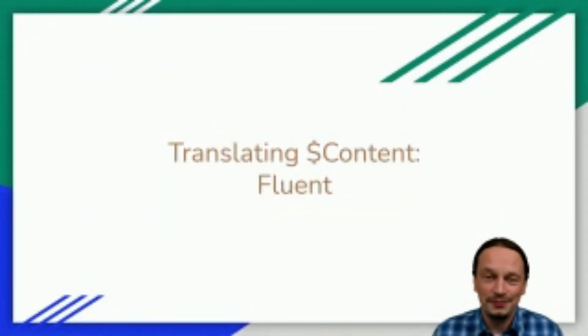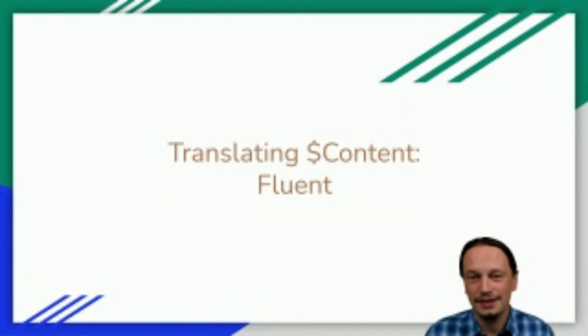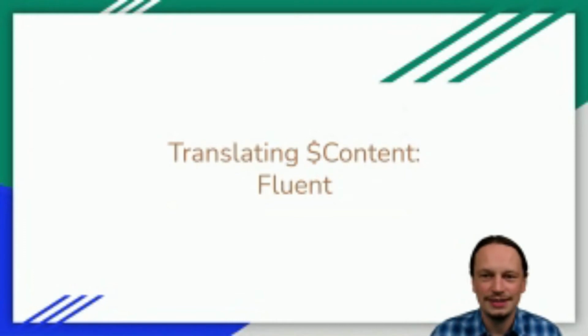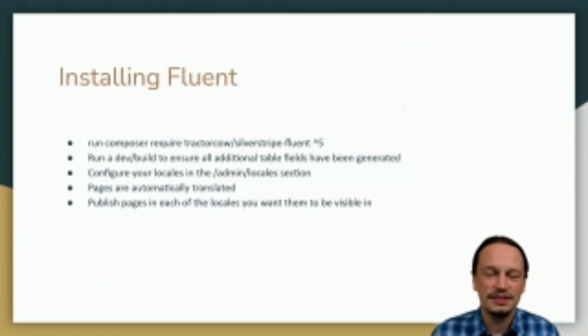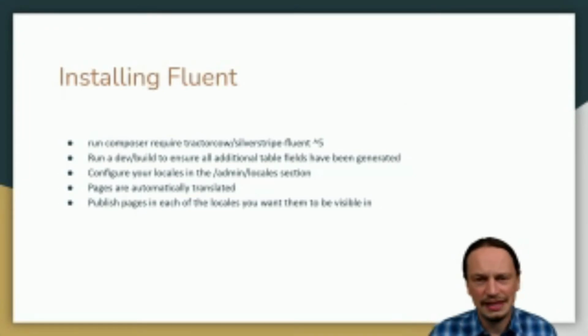So now we are done with static translations. Now, how can we translate dynamic content? How can we translate things that live in the database? For this, in Silverstripe 4, we have the Fluent module, and we can install it using Composer, make a dev build so that the database tables are actually generated. And you have to configure which locales you actually want to translate to.